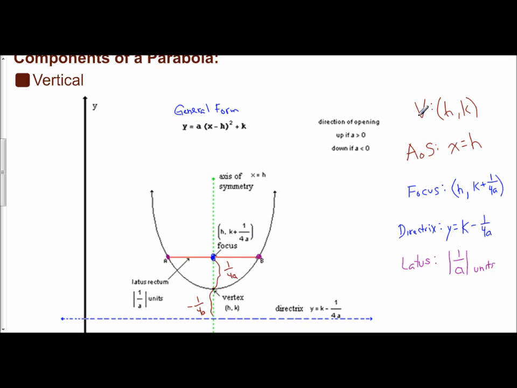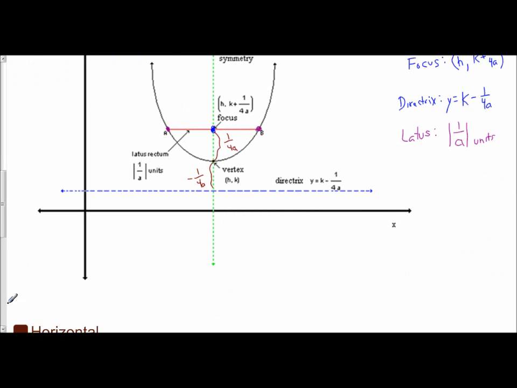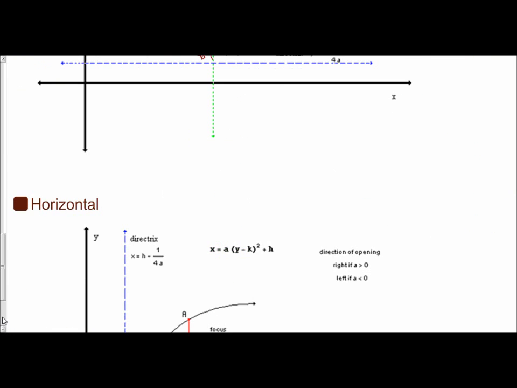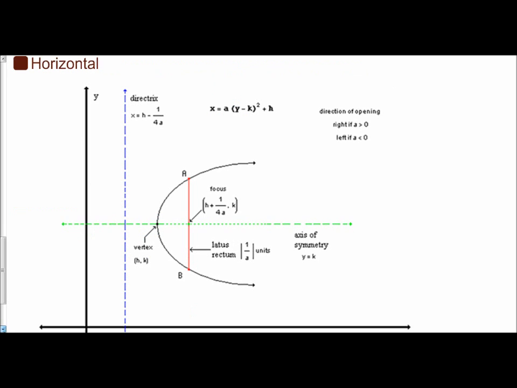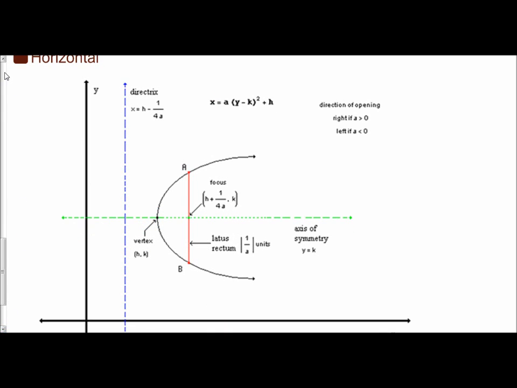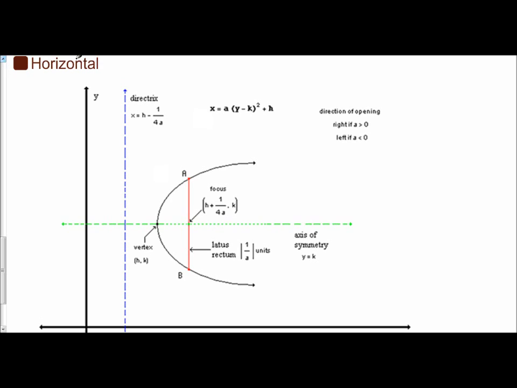And so this is for a vertical parabola. Let's look at our horizontal. Now we're not going to spend as much time breaking everything down like before because the patterns are very similar to what we did with our vertical parabolas. Here, though, a horizontal parabola has the form x equals a times y minus k squared plus h.